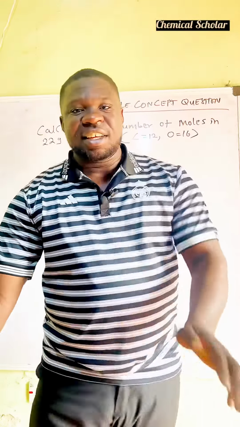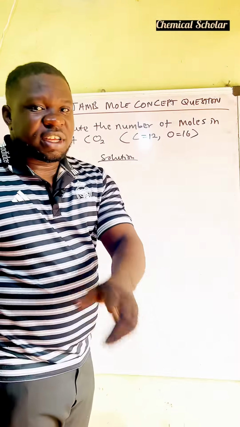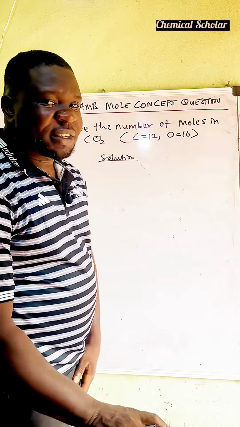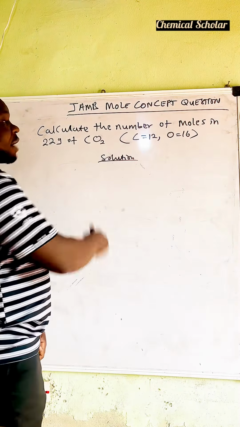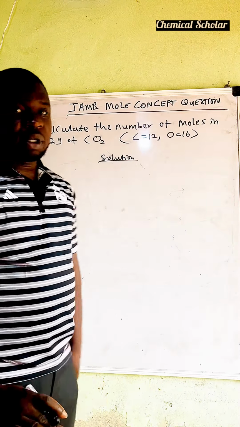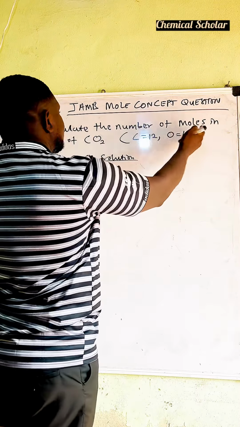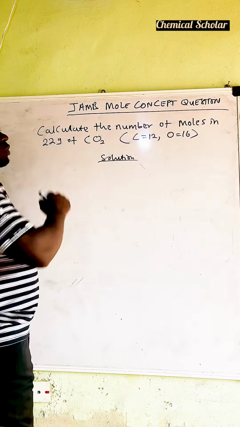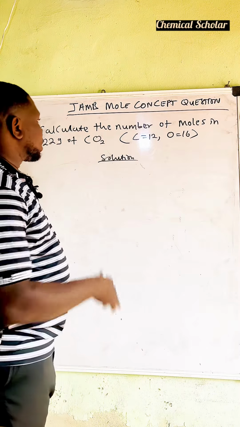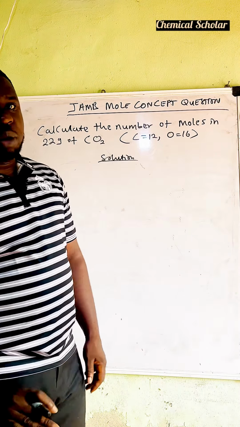Hi, here is a JAM question. Remember, we are revising for JAM. So here, we have this JAM question and we want to tackle it. What did the question say? The question says, calculate the number of moles in 22 grams of CO2. Calculate the number of moles in 22 grams of CO2.